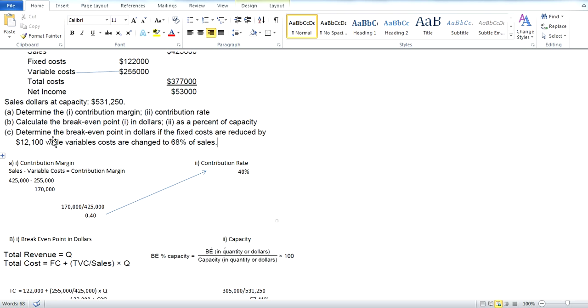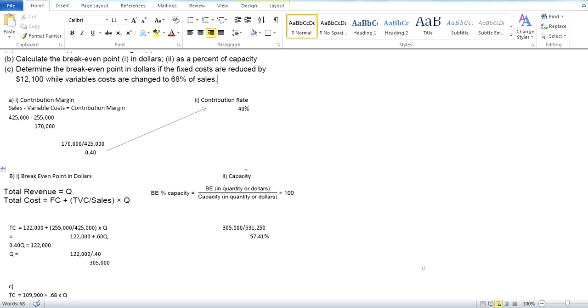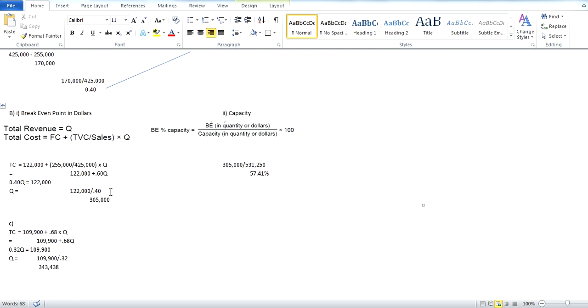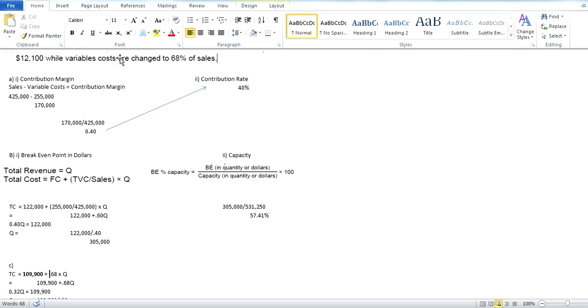Okay, so part C: determine the break-even point in dollars if the fixed costs are reduced by 12,100 while variable costs are changed to 68% of sales. They tell us that our 122,000 reduces by 12,100. So our new fixed cost is 109,900. The next part is we're told that now variable costs are 68%.